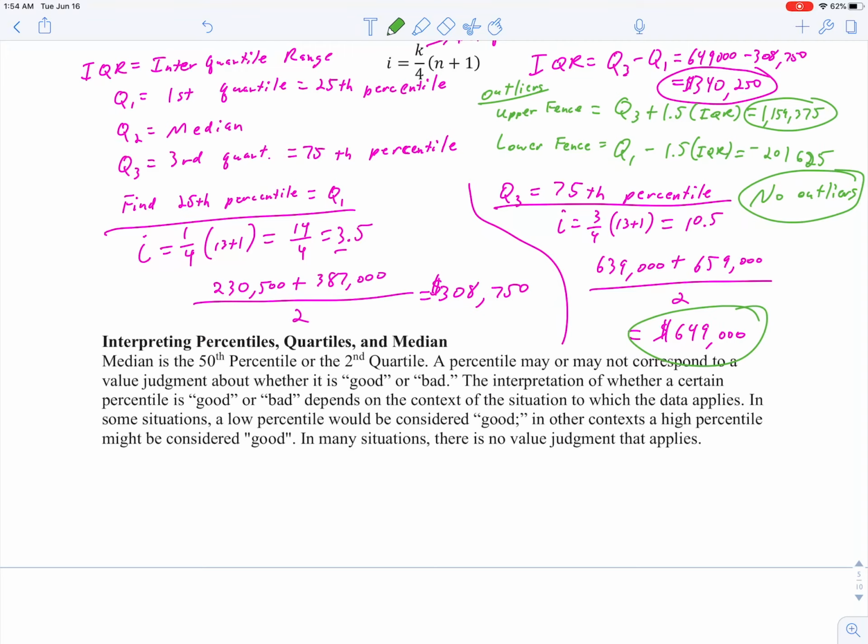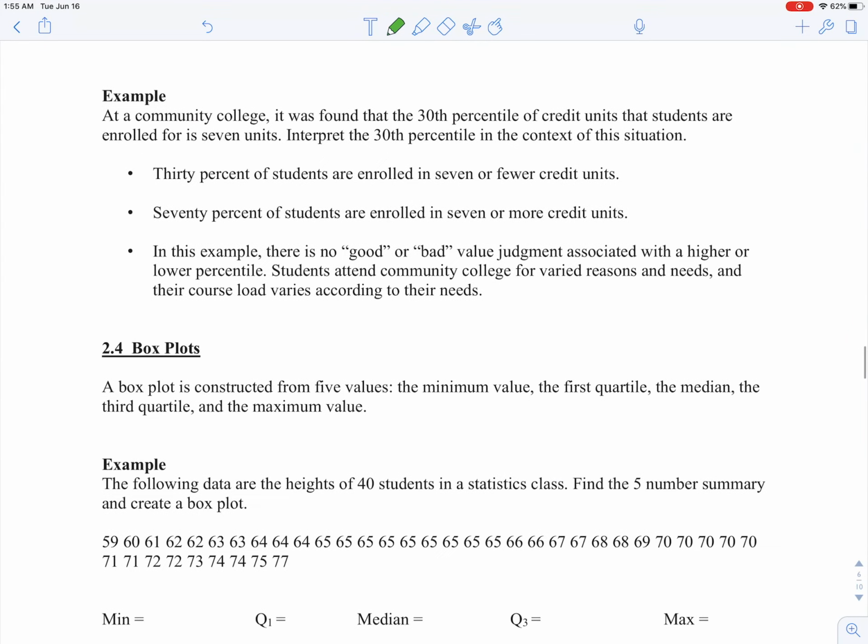A percentile may or may not correspond to a value judgment about whether it is good or bad. The interpretation of whether a certain percentile is good or bad depends on the context of the situation to which the data applies. In some situations, a low percentile would be good. In other contexts, a high percentile might be good. In many situations, there is no value judgment that applies. Again, it's just based on the context of the data.